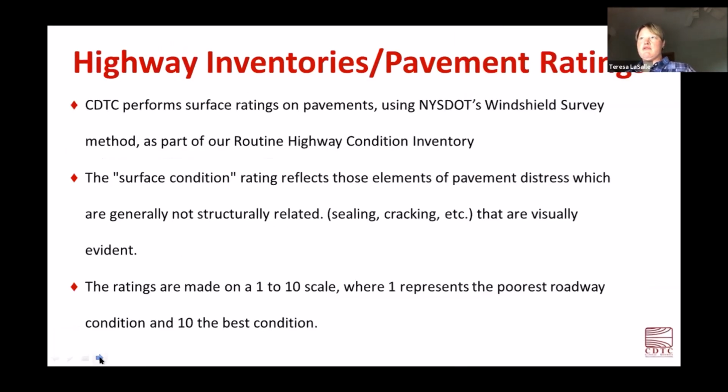For the highway inventories or pavement ratings, we perform surface ratings on pavements using NYSDOT's windshield survey method as part of our routine highway condition inventory. The slides that Jacob went over with the graphs, those were the surface scores he was referring to. Those reflect elements of pavement stress, which are generally not structurally related, such as sealing and cracking, but are visually evident. Those ratings are made on a 1 to 10 scale, where 1 represents the poorest roadway condition and 10 the best condition. Next slide.